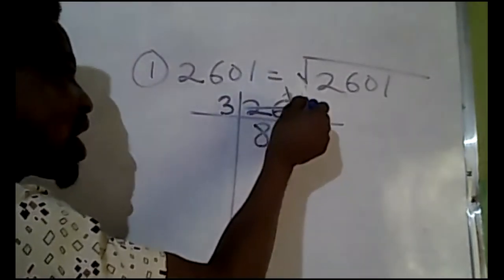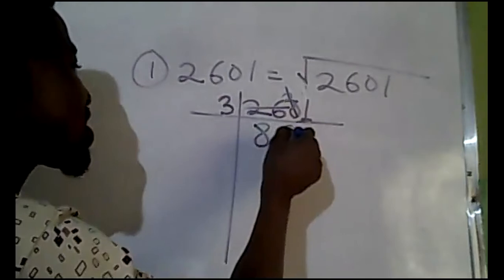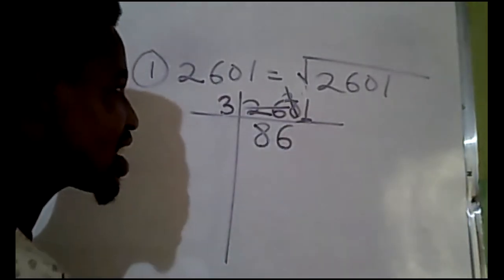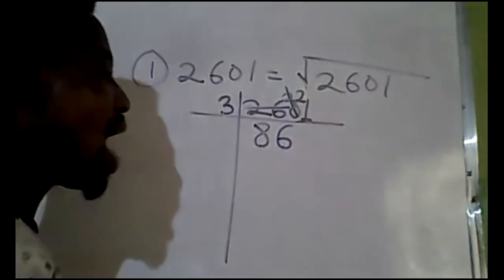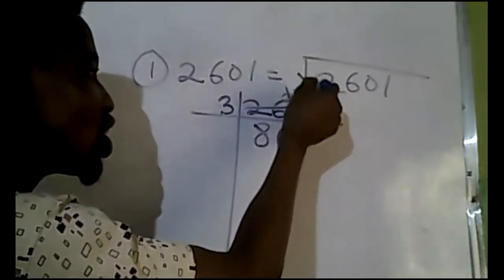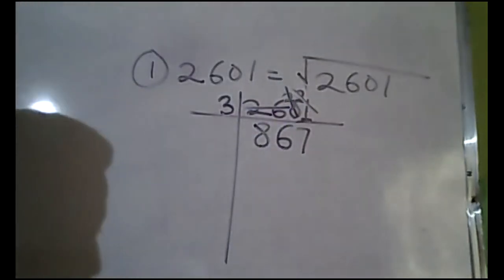How many 3 do we have in 20? How many 3? Is 6. Thank you. 3 times 6 is 18. Take 18 away from 20. You are left with 2. Put that 2 over here. So 2 and 1 is 21. How many 3 in 21? That is 7.